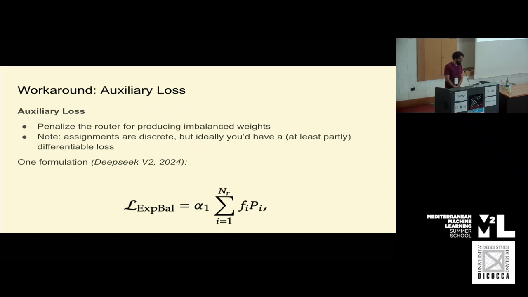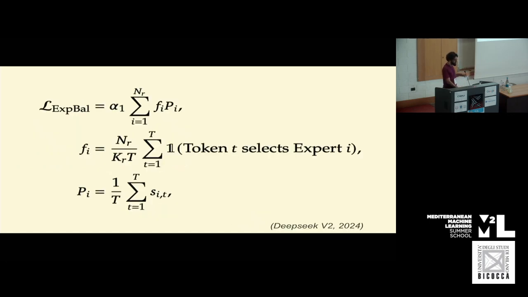But the main idea of all of the auxiliary losses is basically to penalize the router for producing imbalanced weights. And also when you're building these auxiliary losses, the assignments are actually discrete, so you actually want something that is at least partly differentiable because you want to train the model end to end, right? So, okay, this is one example of the auxiliary loss. I'm going to expand these terms.